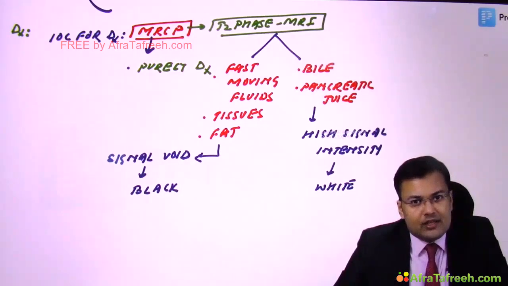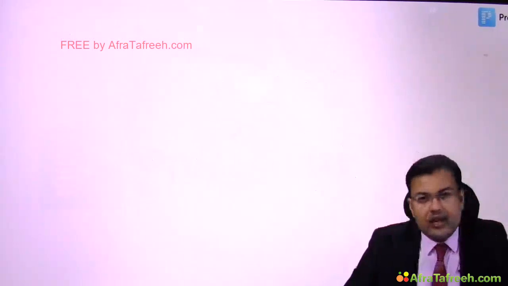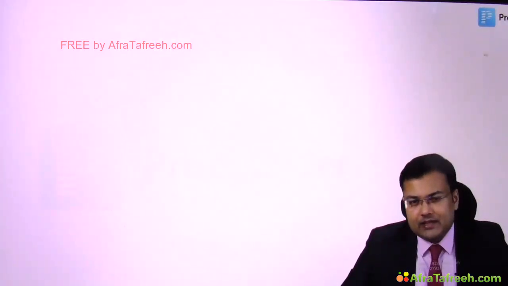We don't give any contrast. Why? Because bile itself and pancreatic juice itself appear white. Right? They act as a contrast. So we are not supposed to give any contrast. Right? How it looks, and in which conditions is MRCP the investigation of choice?